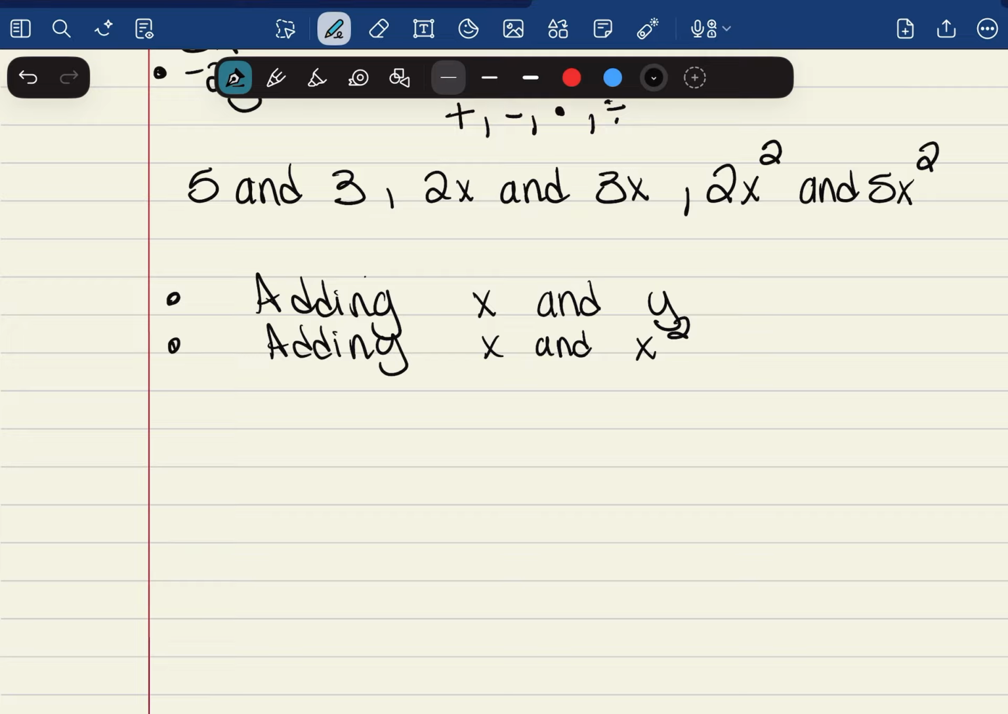Now, adding x and x to the second power. They are not part of the same family. Do you see an exponent there? No. Just think of it like that. Do you see an exponent there? Yes, we do. Does this one have the same exponent as this one? No. So don't do it. Please avoid these.